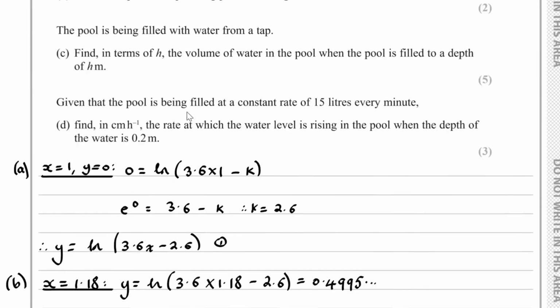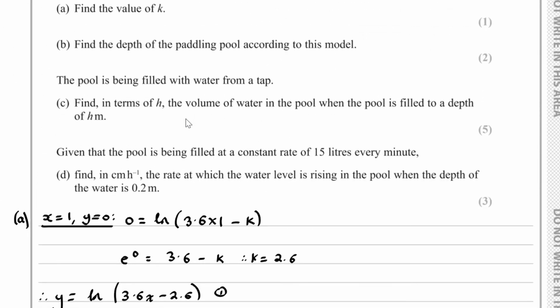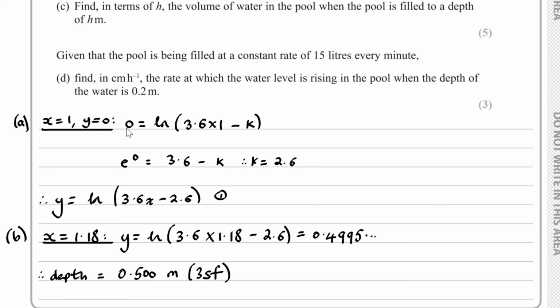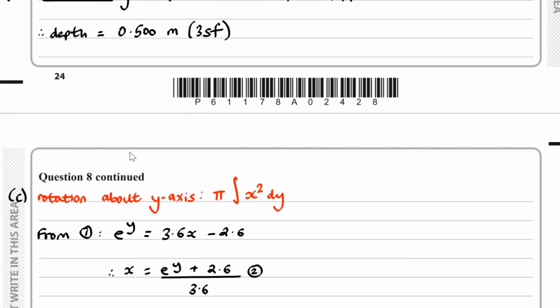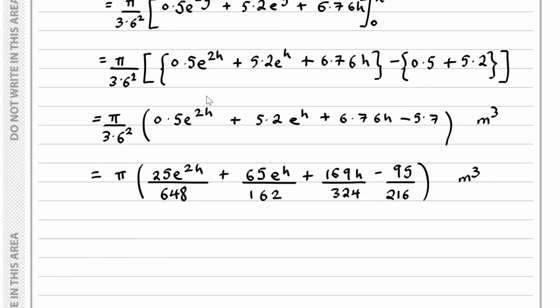Now for the next part, given that the pool is being filled at a constant rate of 15 litres every minute, we have to find in centimetres per hour the rate at which the water level is rising in the pool when the depth of the water is 0.2 meters. Well, when the depth is 0.2 meters, we can use that information to find out what the volume is. Actually, there was a better way of phrasing this question.